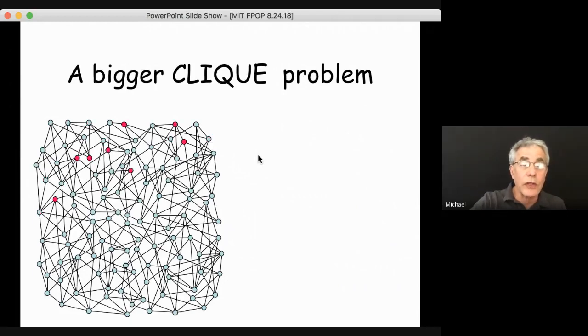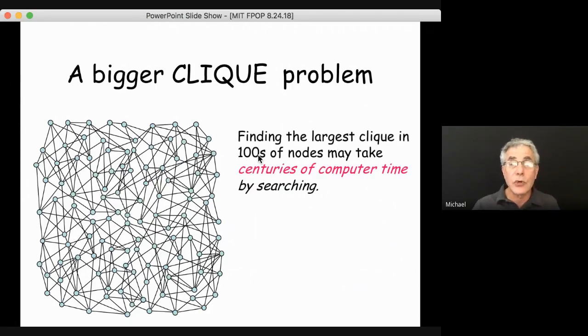You can start going through every subset of 8 nodes, one by one, and seeing if all of the edges are present so that now you have a clique. But as you start thinking about larger and larger networks and looking for larger and larger cliques, this is going to become a very slow process because the number of subsets that you're going to have to look through just grows exponentially. So the largest clique, when you have hundreds of nodes, might actually take you centuries of computer time to find just by searching, because brute force search, again, is very slow.